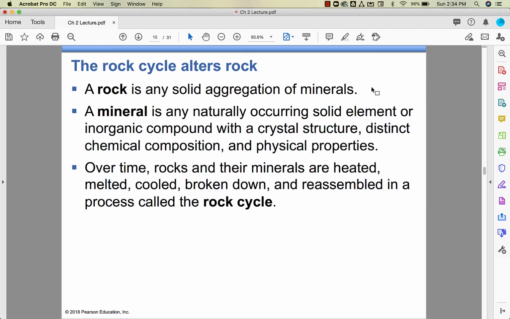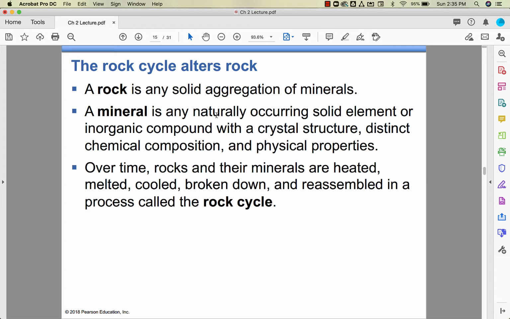So we can talk about what a rock actually is. In order to do that, we have to talk about what a mineral is. I remember this definition of mineral from my introductory geology course in college. A mineral is a naturally occurring inorganic solid with a definite composition and a definite internal structure. Okay? Naturally occurring solid element or inorganic compound with a crystal structure, a distinct chemical composition, and physical properties. So you can identify minerals based on these factors. And I had to do that many times in my mineralogy course.